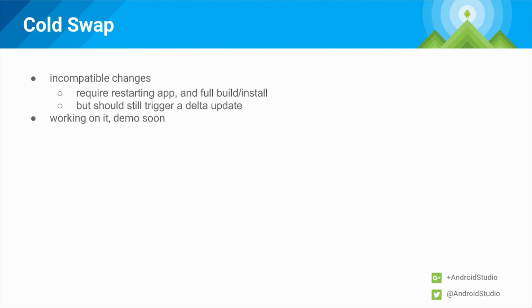And so for code swap, this is something that is not in the preview build. We'll demo it shortly. But that's when you have an incompatible change. So you've added a field, which currently is an incompatible change. And so we're working on basically making that not be a full rebuild, which it is right now.